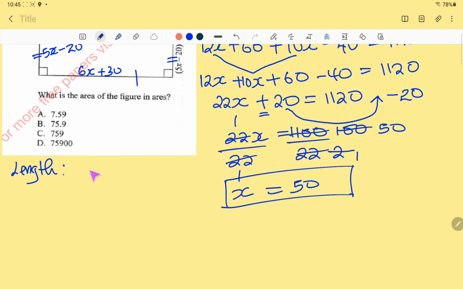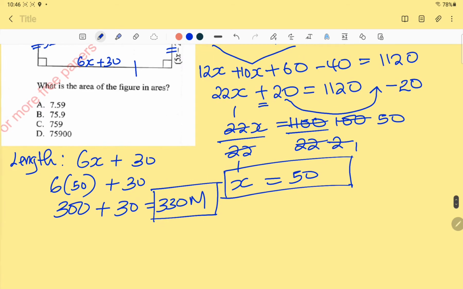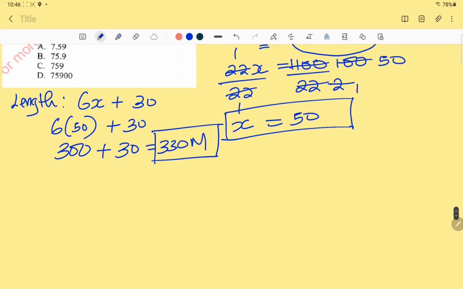So the length is 6x plus 30. So this will be 6 and x is 50. So into brackets 50, plus 30. We open the brackets. 6 times 50 is 300, plus 30. This gives us 330 meters. So this is the length. Okay. Next, we calculate the width.